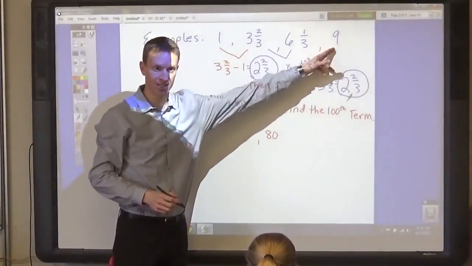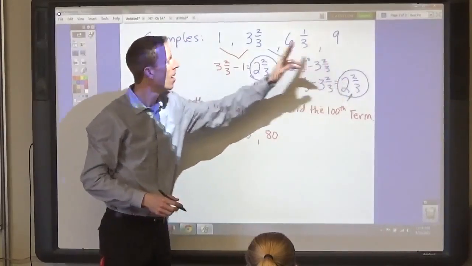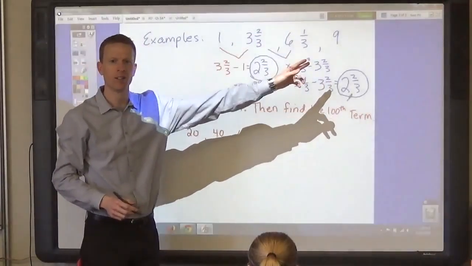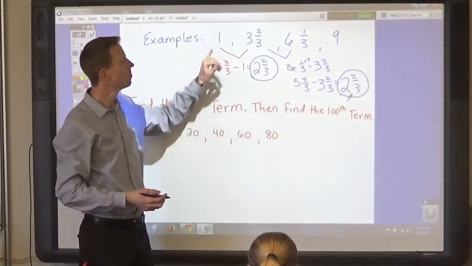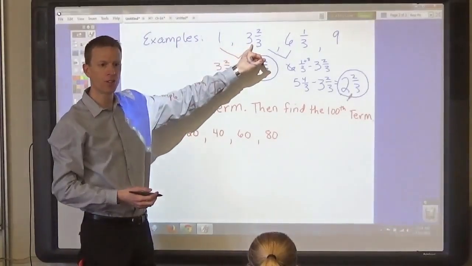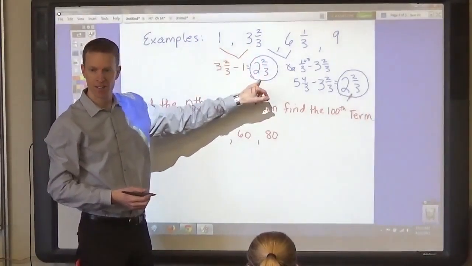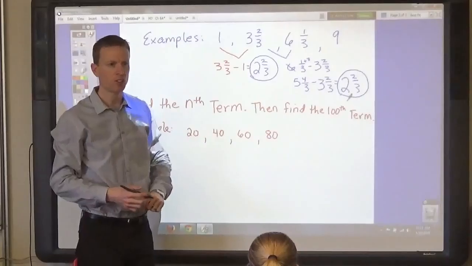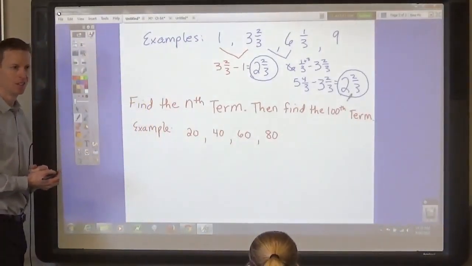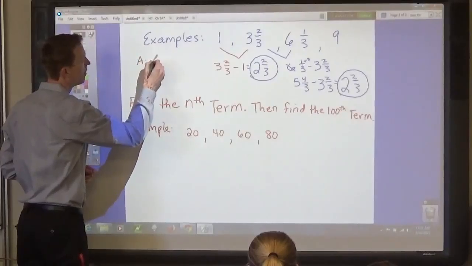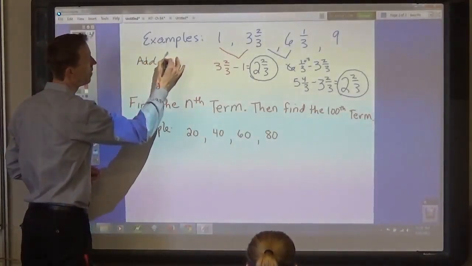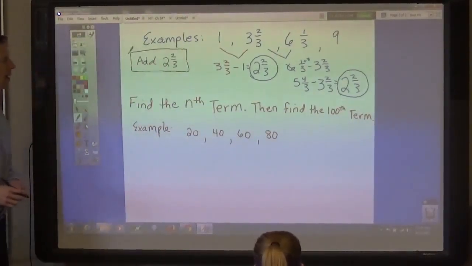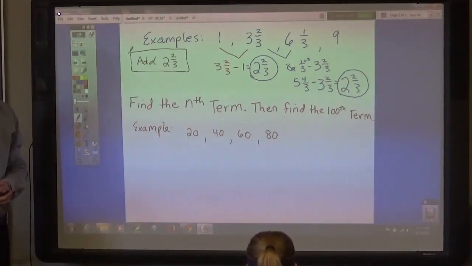What do you think it is for this one? 2 2/3. Are we adding 2 2/3 or subtracting 2 2/3 to get the next term? Add it. From 1 to 3 2/3 is to add 2 2/3, right? And then add 2 2/3. So what's the rule? Add 2 2/3. Correct. So you would just write that. If it asks for the rule, you would write add 2 2/3. Okay?